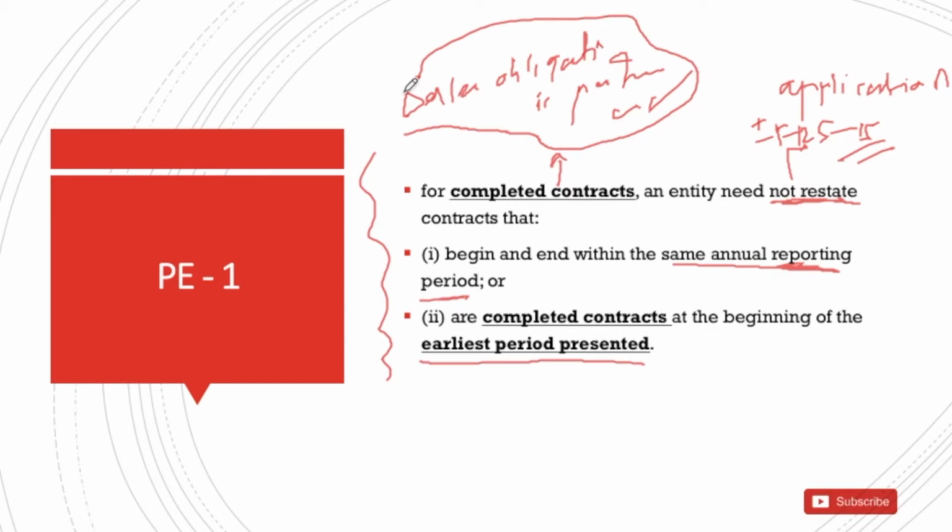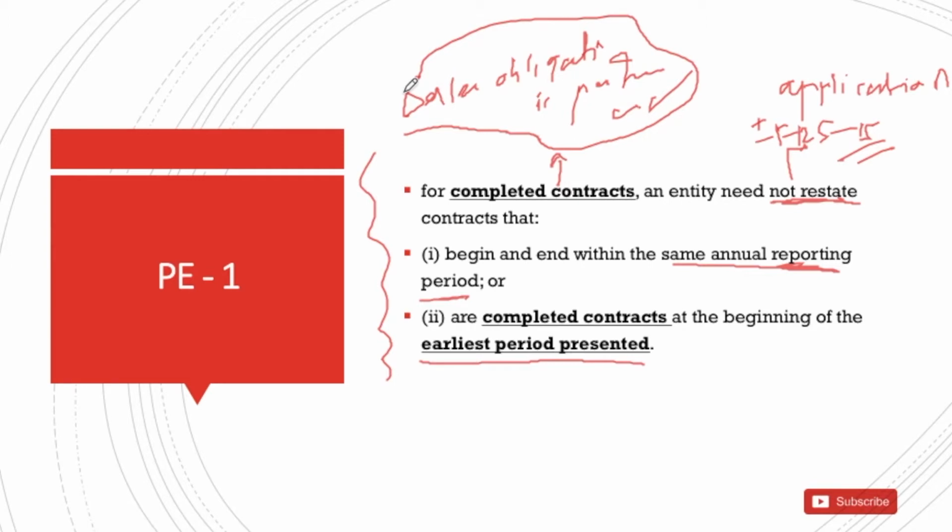I just want to discuss one important point: only relevant and material information is required to be presented in the financial statements. Those contracts that begin and end in the same annual reporting period are very small contracts which do not have any complexity associated with revenue recognition. So why would we waste our time evaluating these contracts? We do not evaluate them in those aspects.